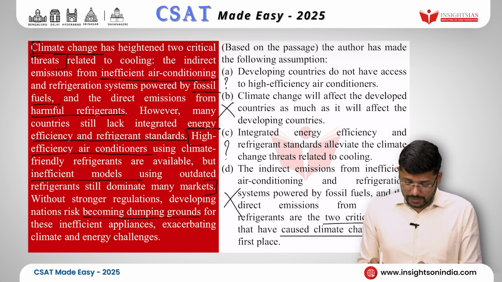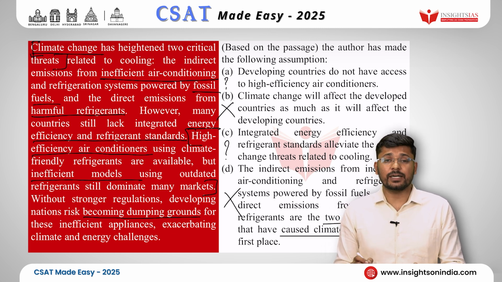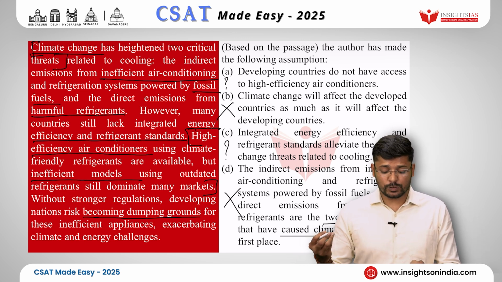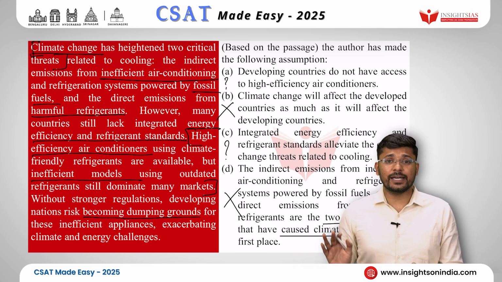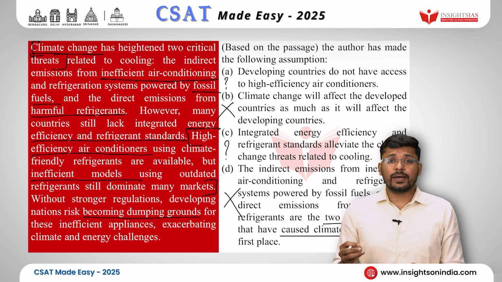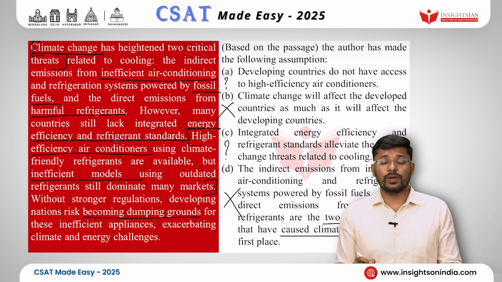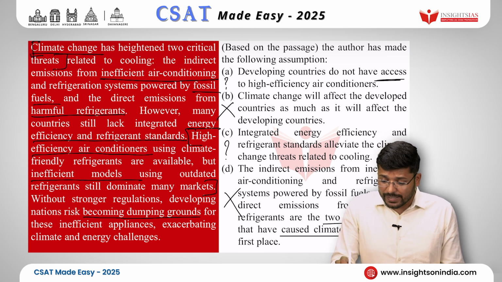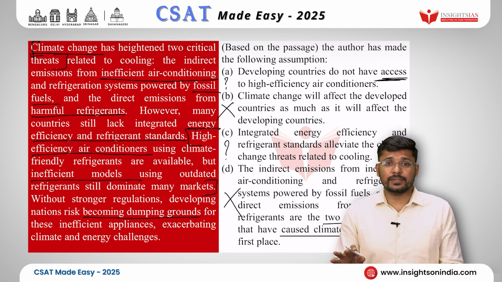But okay, you want to ask me another question. What about the next sentence where they have told us developed nations risk becoming dumping grounds for inefficient appliances? They have merely mentioned that they might become dumping grounds for inefficient appliances. That is, they might be sold more to them, or they might be literally dumped there. However, it doesn't mean that developing countries cannot buy efficient models at all. They might be able to, but without regulations they might feel forced to buy inefficient ones. However, it doesn't mean that they do not have access at all. They might have access or they might not. We do not have a reason to believe that they do not have access. So option A is also eliminated.